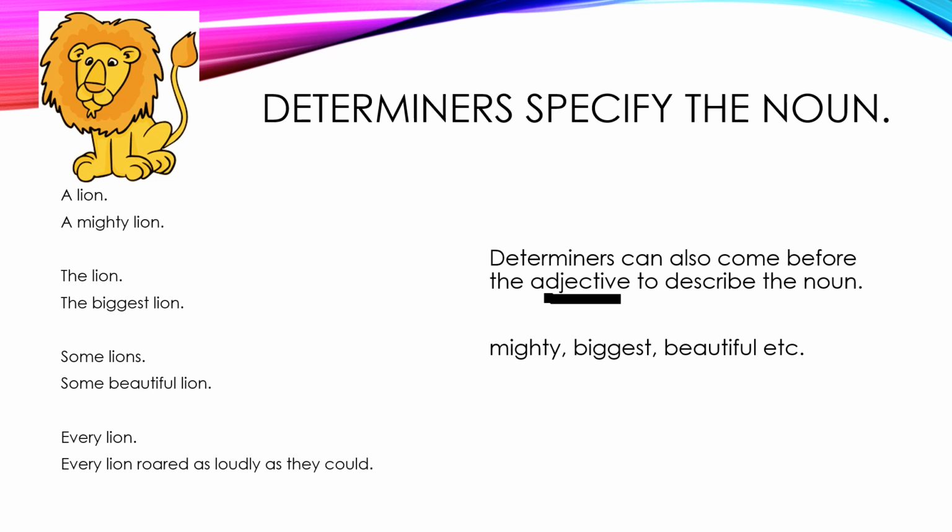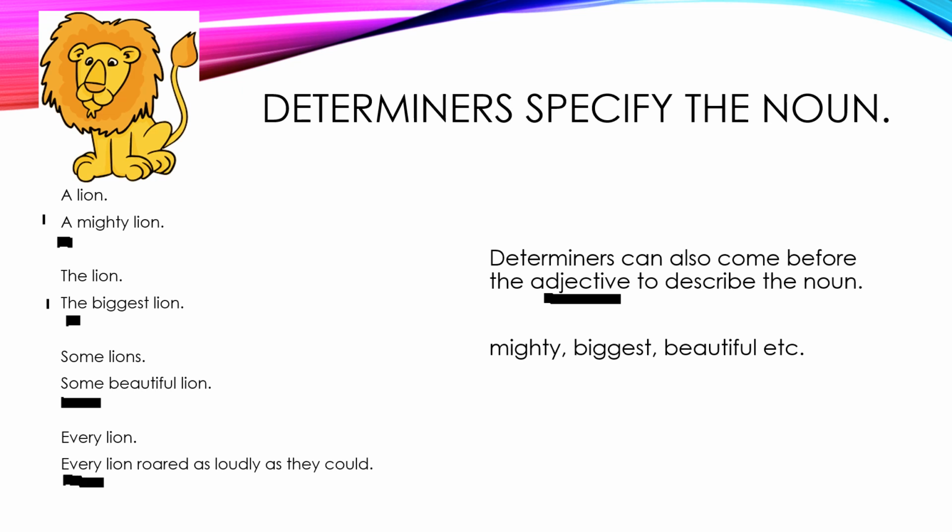So I've used these 3 here. A mighty lion, there's the determiner A which is used. The biggest lion, these both suggest that there is just one. Here we've got some beautiful, look, gone wrong there, should have an S. Whoops. Some beautiful lions. Some is the determiner, it suggests there is more than one. And then every lion, every is another determiner that we can use.